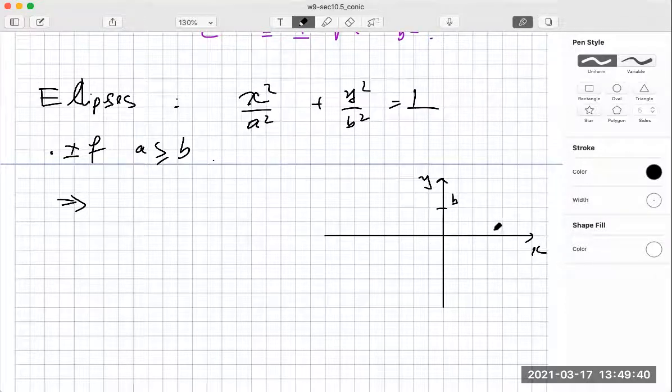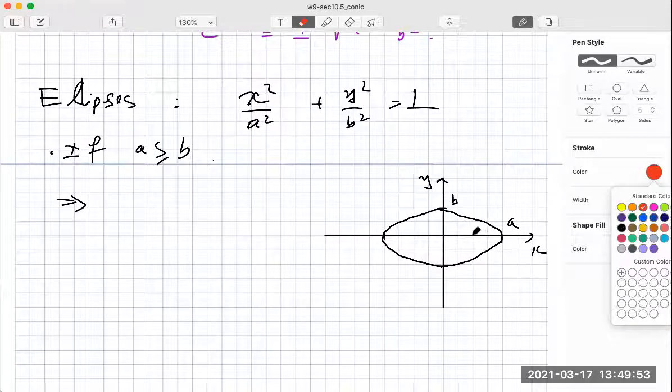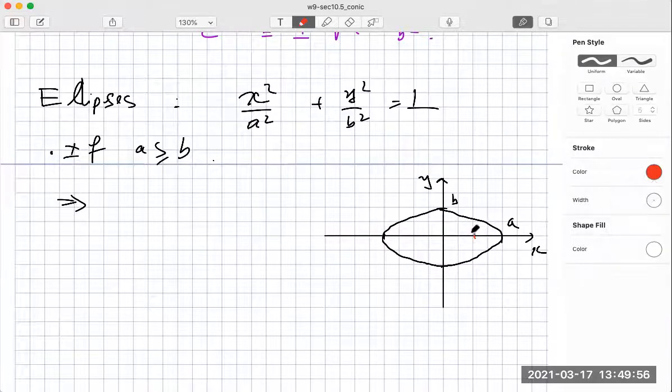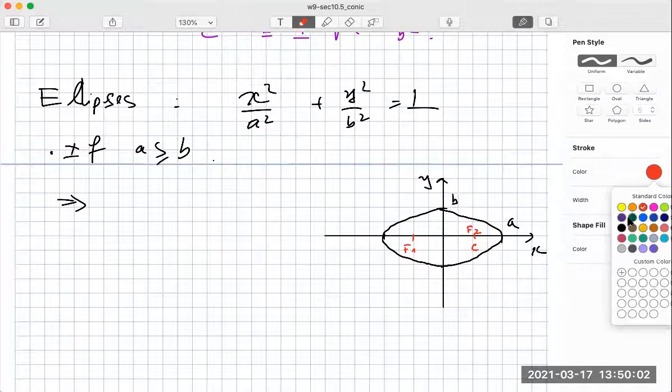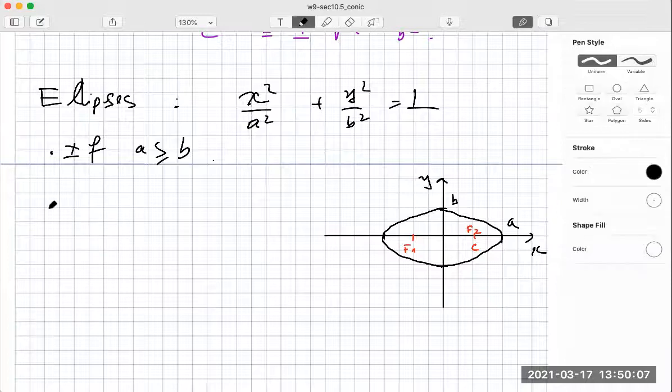If this is b, this is a, and here the ellipse will be like this. And the foci, suppose it is here, right? So the information we need to know is the foci. Let us name it F1 and F2.